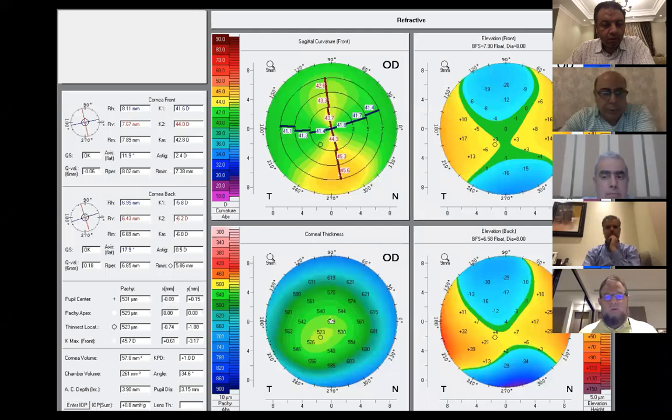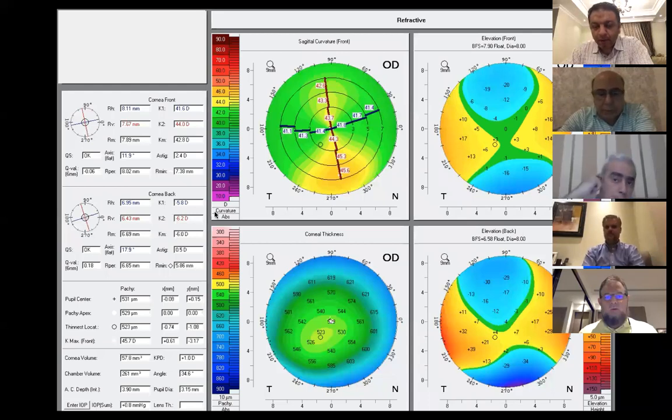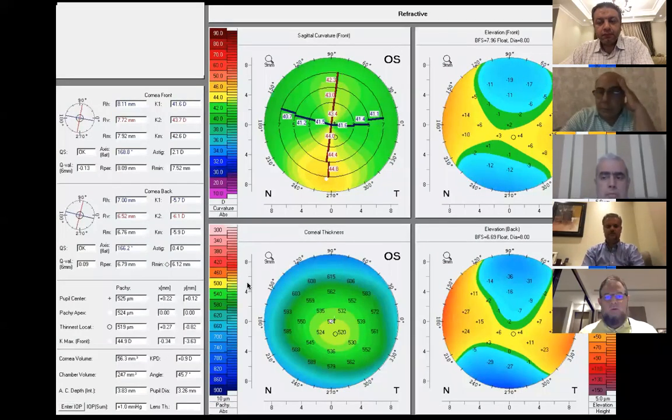It's 0.08 and the other one is 0.22. Is this misalignment? Hello, Dr. Mazen? The last question, is this misalignment? No misalignment. There is no misalignment. Okay.